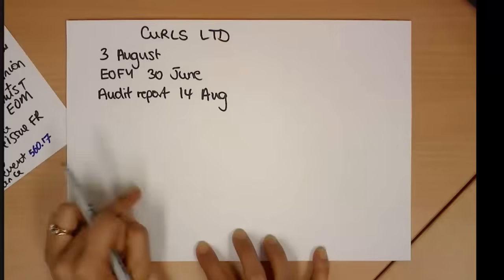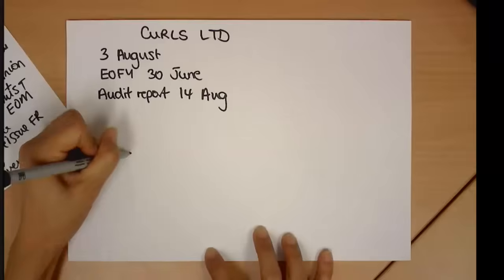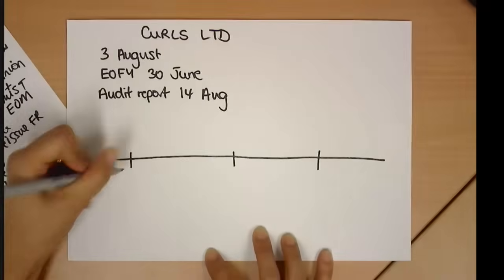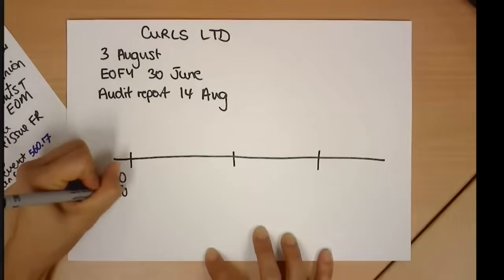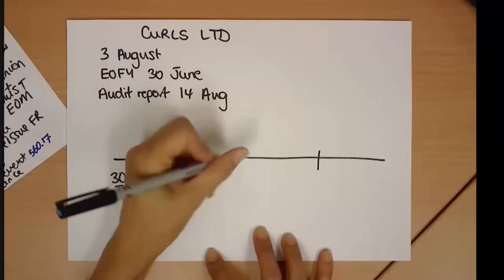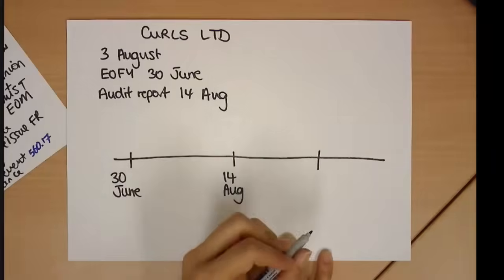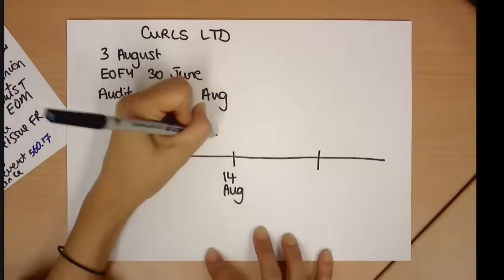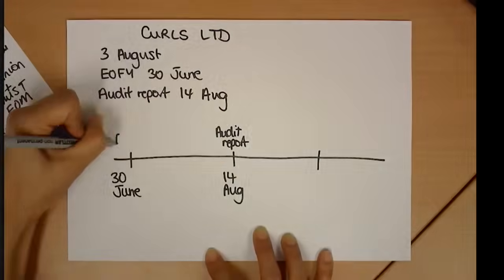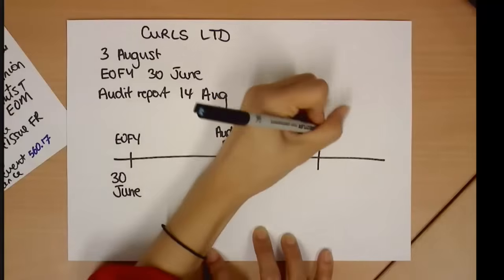The first thing I'm always going to do in this sort of question is draw a timeline. Alright, so our 30th of June is our end of financial year. Our audit report is going to be signed on the 14th of August. And then at some future date, there'll be the financial statements released. So this is audit report signed, end of financial year, and then the financial report released.